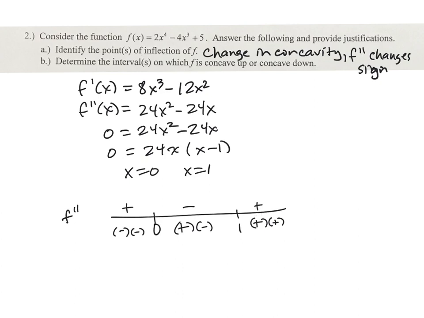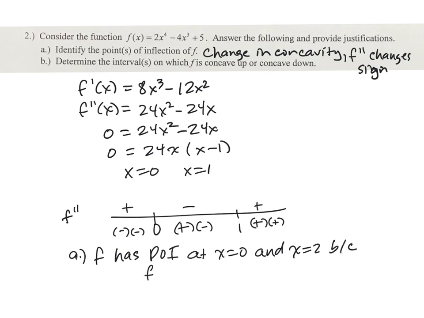So we're going to say, and this is our answer justification for letter A, that our function f has points of inflection, you can just say POI for that, at x equals 0 and at x equals 1. And our reason is because that's where f double prime changes sign. We don't need to talk about whether it's positive to negative or negative to positive. We're not identifying extrema here. We are just talking about f double prime changing sign. So that's letter A. Let's draw a box around that.